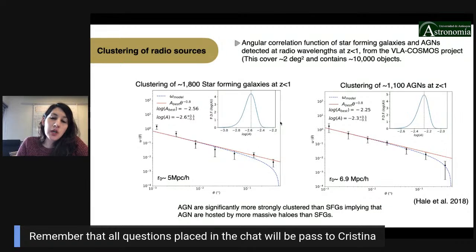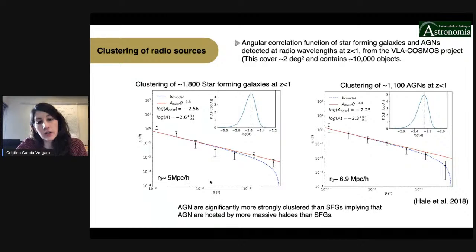In the measurement that I showed before, they didn't split the sample like this, then you were just looking at the clustering of all the objects together. But as I will show here, star-forming galaxies could have very different clustering than AGN, and then it's very important that we can split the sample into the different populations. Then here, they measure the angular correlation function of around 2,000 star-forming galaxies at redshift lower than 1. You can see here the measurement. They estimate a correlation length of 5 megaparsec over h.